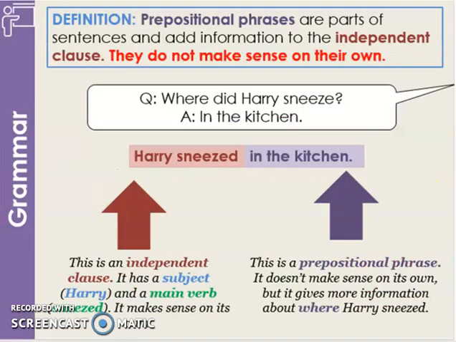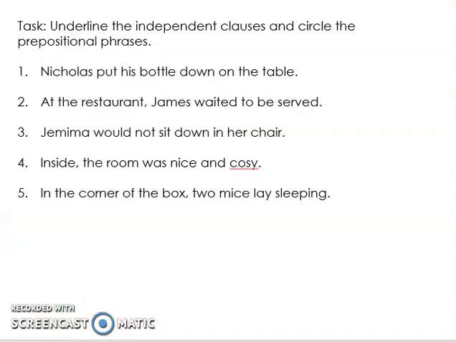So if we look at an example, where did Harry sneeze? In the kitchen. Harry sneezed in the kitchen. The red part is an independent clause. It has a subject, Harry, and a main verb, sneezed. It makes sense on its own. The prepositional phrase is the purple or blue part. It doesn't make sense on its own, though. It does give more information about where Harry sneezed. Interesting stuff. In the kitchen.